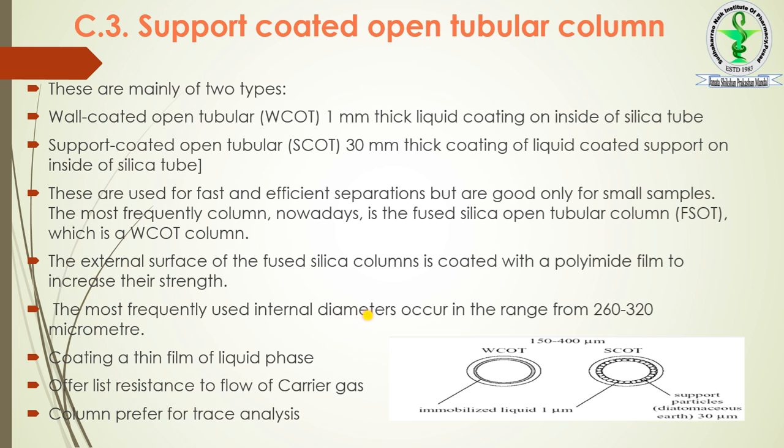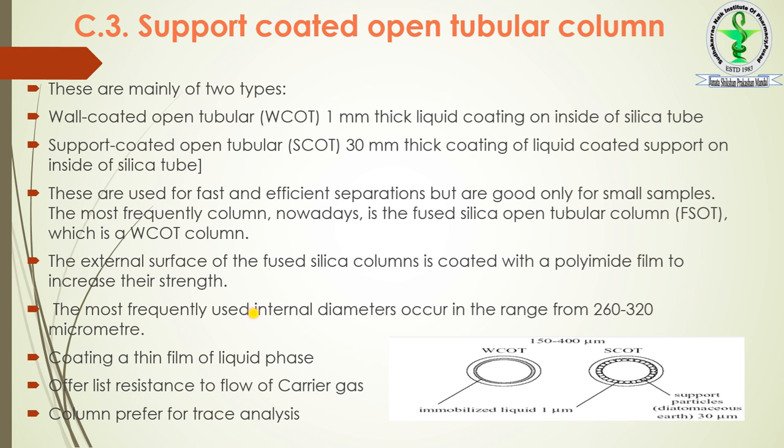Okay, so the external surface of the fused silica column is coated with the polyimide film. उसके ऊपर हमने polyimide film से उसको कोट किया है, to increase the strength. इनकी strength बढ़ाने के लिए हमने क्या किया है, they are coated with the polyimide films. Okay, so the most frequently used internal diameter occurs in the range of 260 to 320 microns. Okay, so micrometer we are saying.